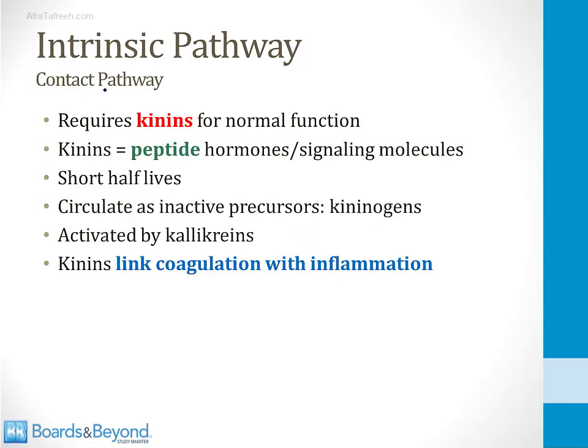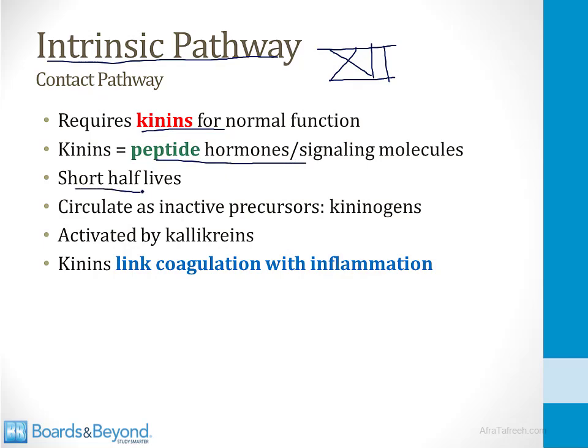Let me add a few more details about the intrinsic pathway. This is the pathway activated by factor 12. It's also sometimes called the contact pathway because it's activated when plasma comes in contact with negatively charged substances. The intrinsic pathway requires kinins for normal function. Kinins are peptide hormones or signaling molecules. They have short half-lives, so they circulate as inactive precursors called kininogens, and they are activated by enzymes called kallikreins. And the kinin system is considered a link between coagulation and inflammation.